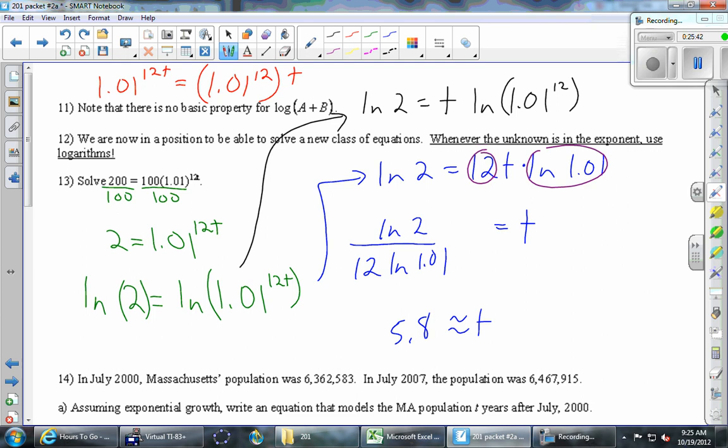And so I'm thinking of the t as the only power. And then what would you do to both sides to solve for t? Divide by ln of 1.01 to the 12. So if you feel like that's cleaner, then go with that. You can do it either way, anytime. Ln of 1.01 to the 12. And in my head, 5.8. Yeah, that works. Look, it works. All right, so that one's good.